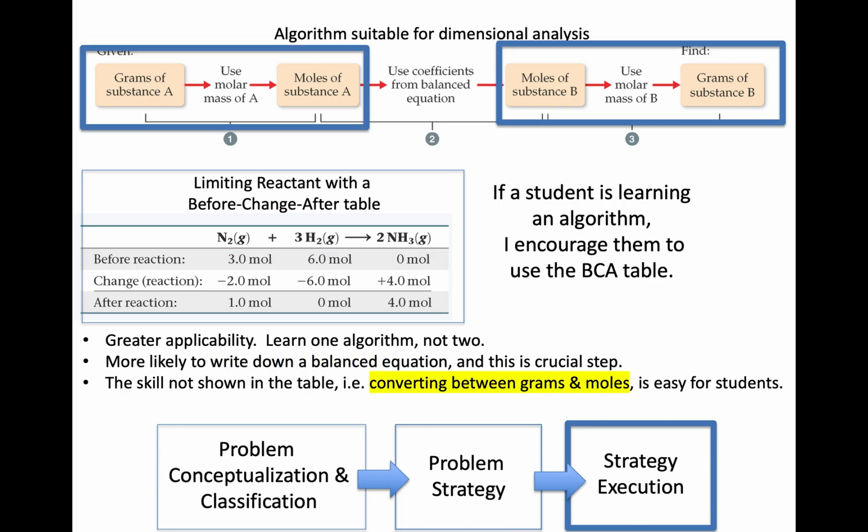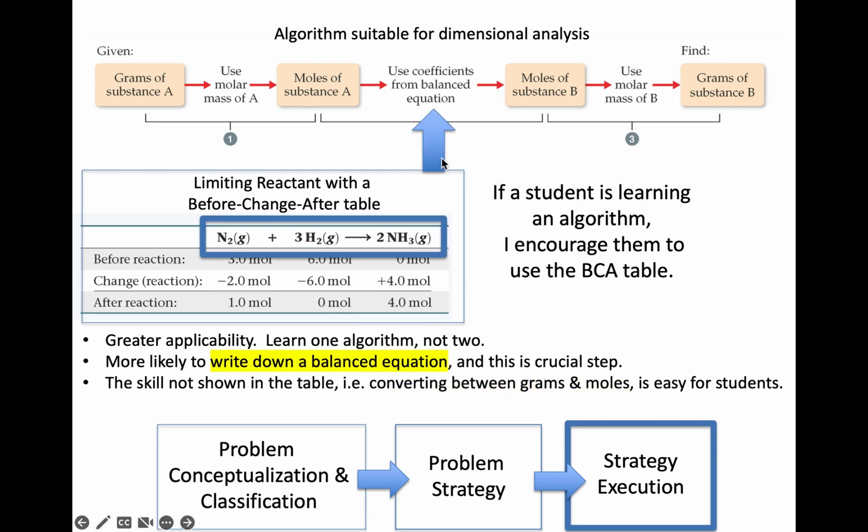The skills that are not shown in the table within a BCA table involve converting between grams and moles to grams. Only mole amounts are used within the table. That particular conversion, that's very easy for students. That's usually a 95 to 100% question on our particular exams. So if that particular skill is much less important than the previous one, which was using the coefficients that are in the balanced equation, I really like the BCA table because that's a strength of this particular approach.